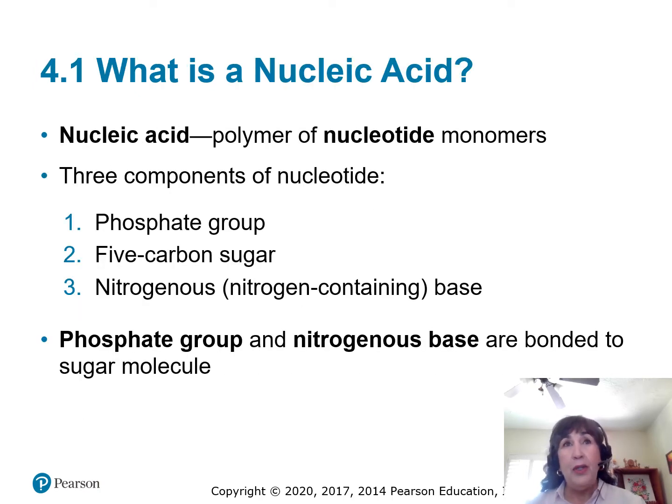Okay, so what is a nucleic acid? A nucleic acid is a polymer. So remember what a polymer is? Poly means many, so it's built of many monomers, and a monomer is the building block. In this case, for nucleic acids, the monomer is a nucleotide, and this nucleotide has three components: a phosphate group, a 5-carbon sugar, and a nitrogenous base. The phosphate group and nitrogenous bases are bonded to the sugar molecule.